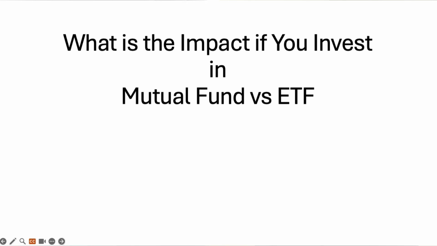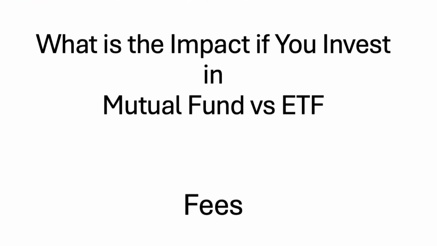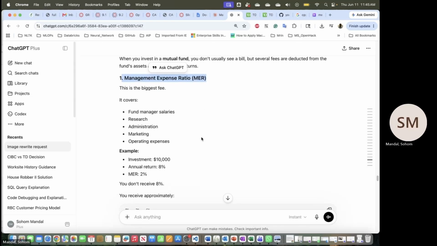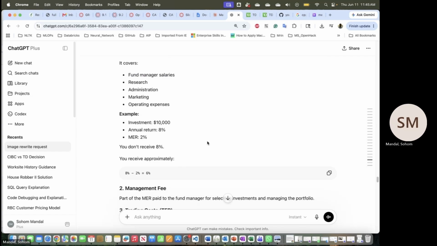The main difference between a mutual fund and an ETF is the fees. There are multiple fees out there, so I asked ChatGPT what the fees involved in mutual fund investment are. Let's see the results. It says there is a management expense ratio, which is basically the biggest fee. It covers fund manager salaries, research, administration, and marketing, which could be 2%, or maybe more or less. It depends on the fund.